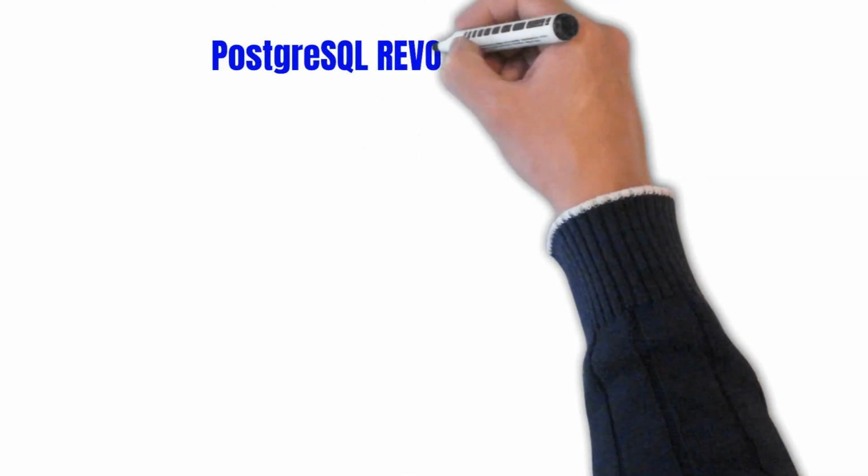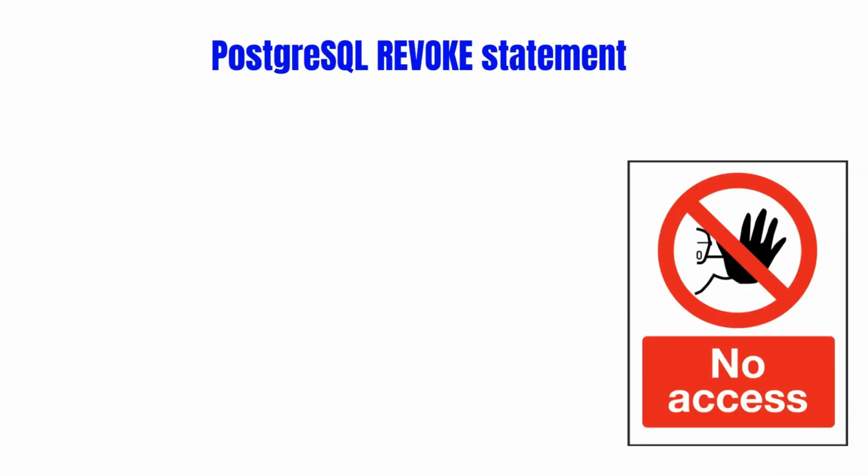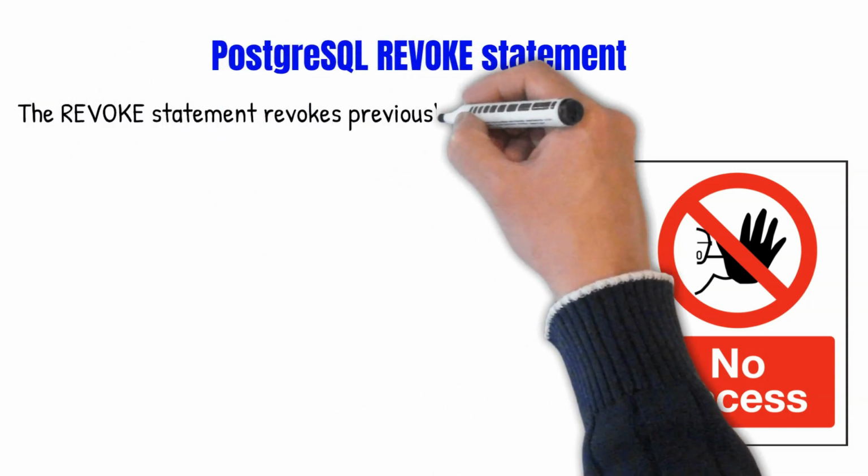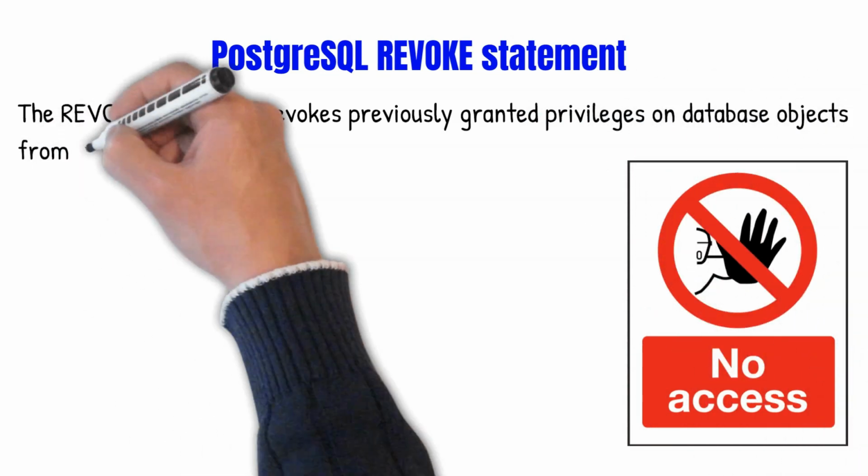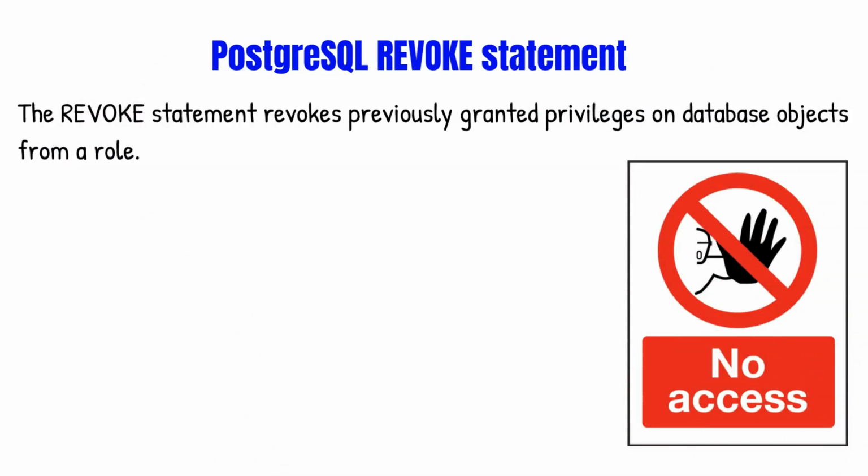Once you have granted privileges, you may need to revoke some of them or all of these privileges. To do this, you can run the revoke command. You can revoke any combination of select, insert, update, delete, truncate, references, trigger, or even all. The syntax for revoking privileges on a table is as follows.